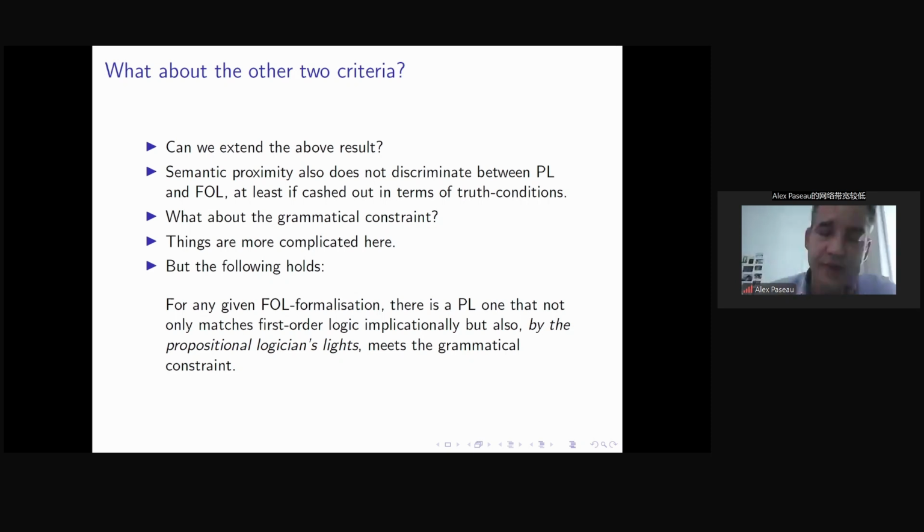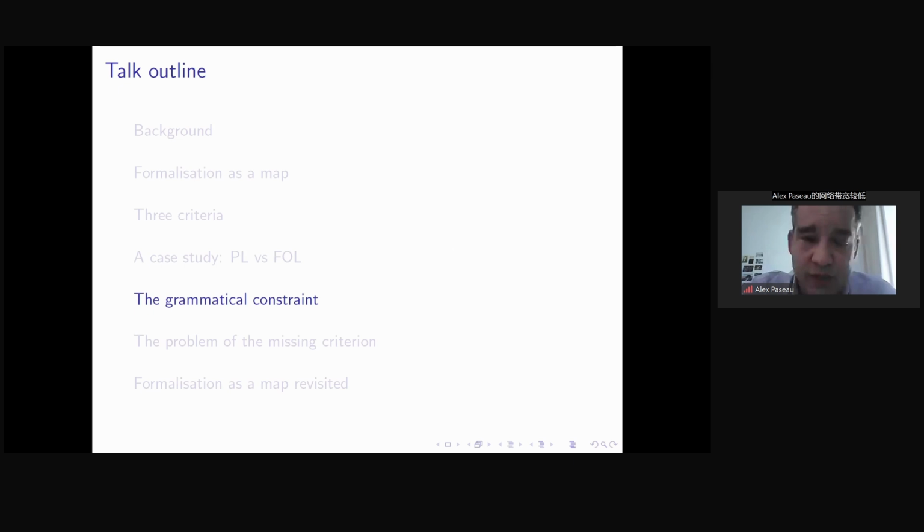Okay, what about the grammatical constraint? Things are a little bit more complicated here, but I think one can argue the following. For any given first order formalization, there's a propositional logic formalization that not only matches first order logic implicationally, but also by the propositional logician's lights meets the grammatical constraint. So let me say something about that. Let's look at the grammatical constraint.